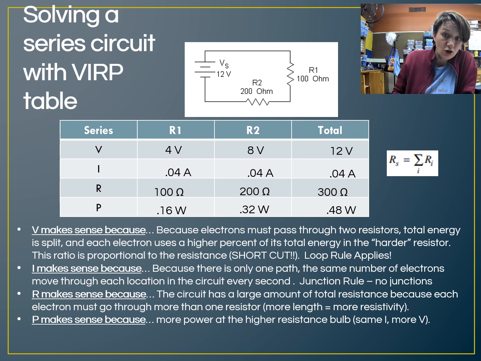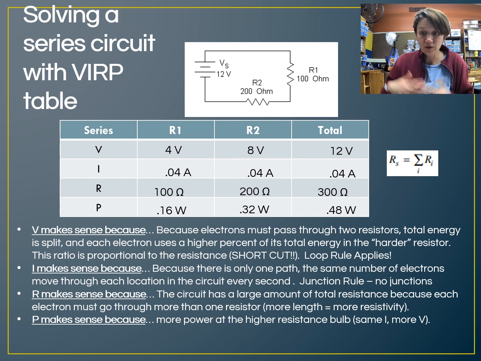And then I always love to go back and double check the power. So whatever you've done everywhere else, your power should always add up by conservation of energy. So in this case, I see that 0.16 watts plus 0.32 watts gives me 0.48 watts, so everything worked out well.